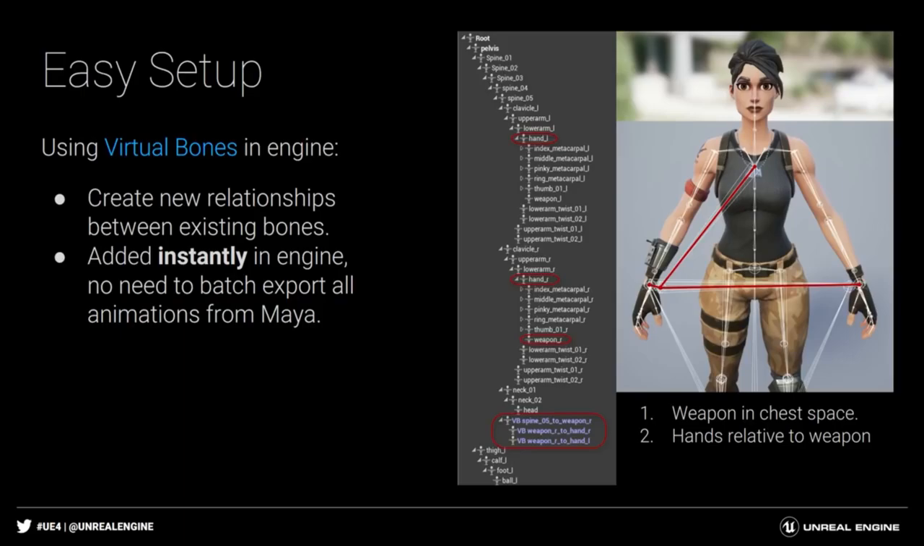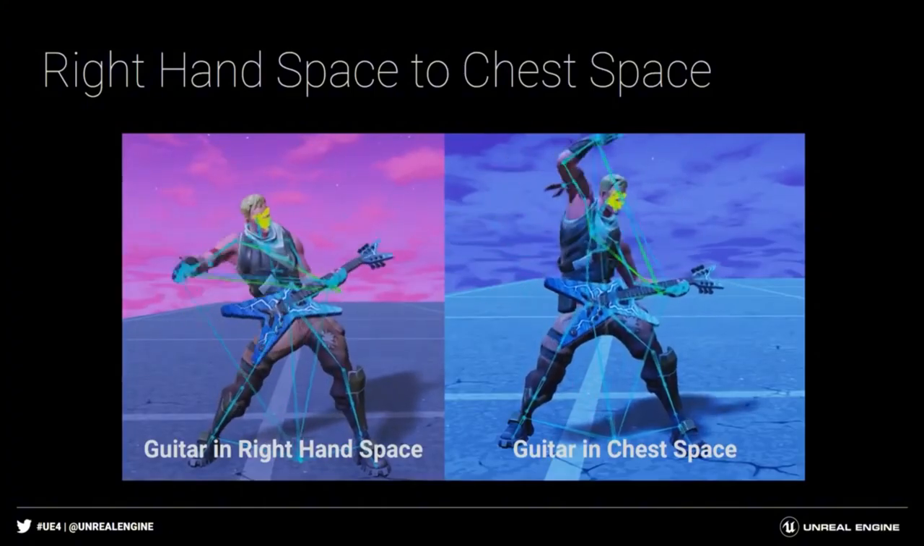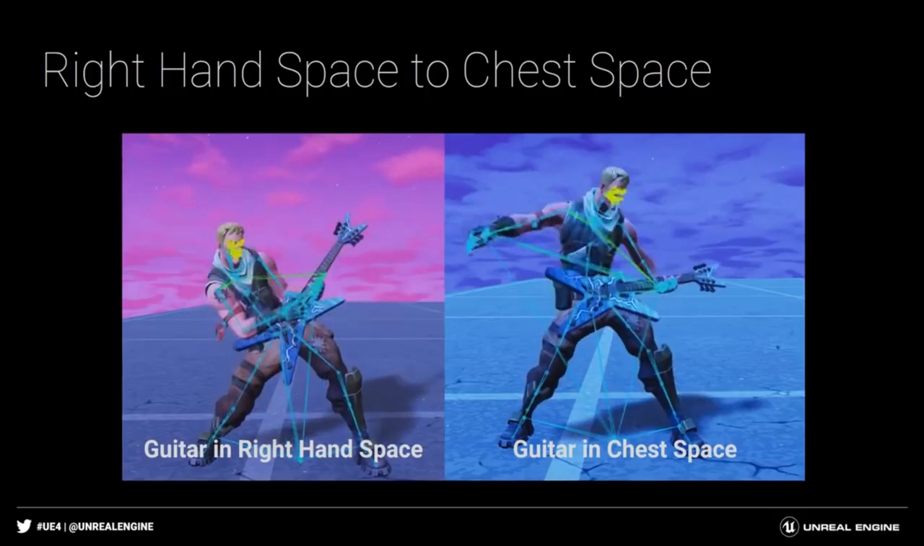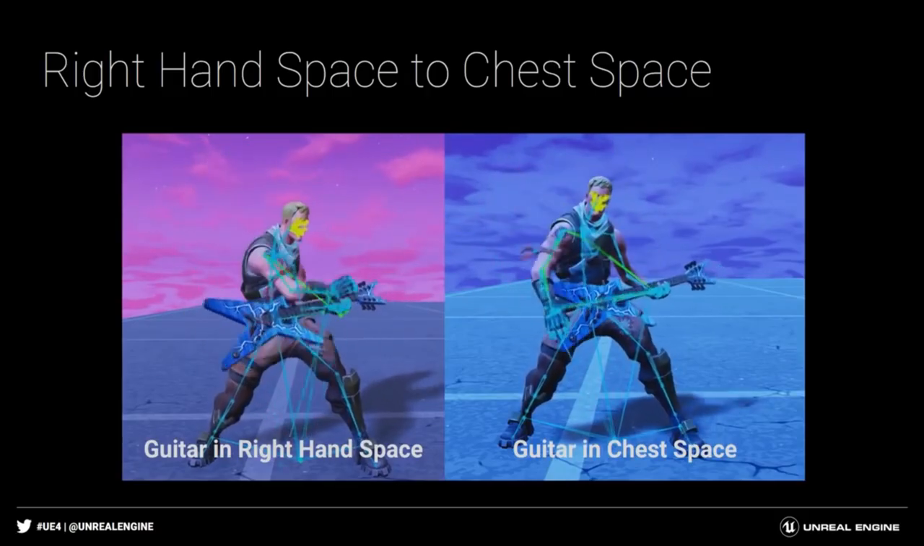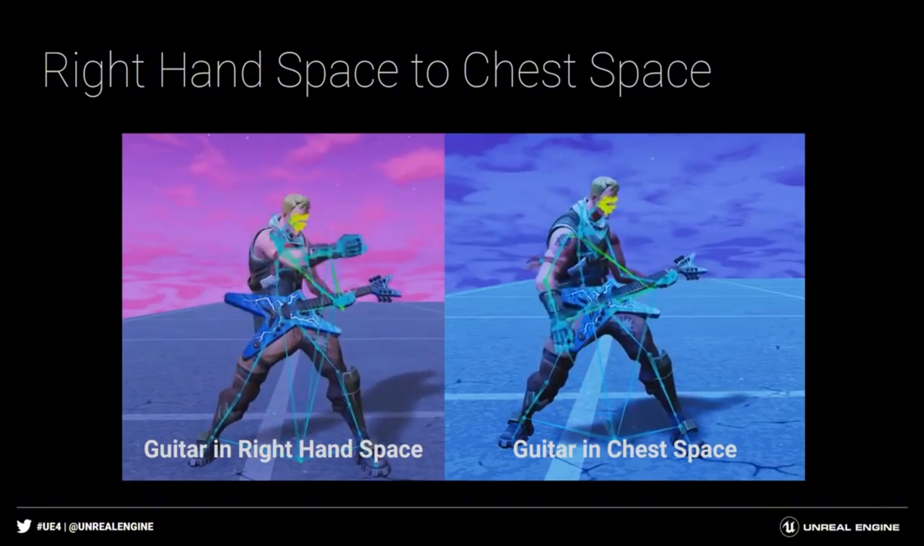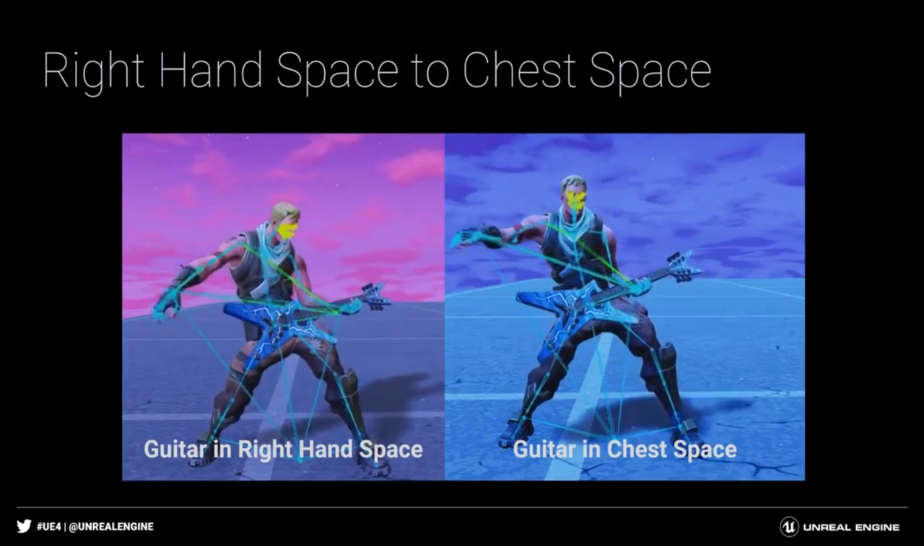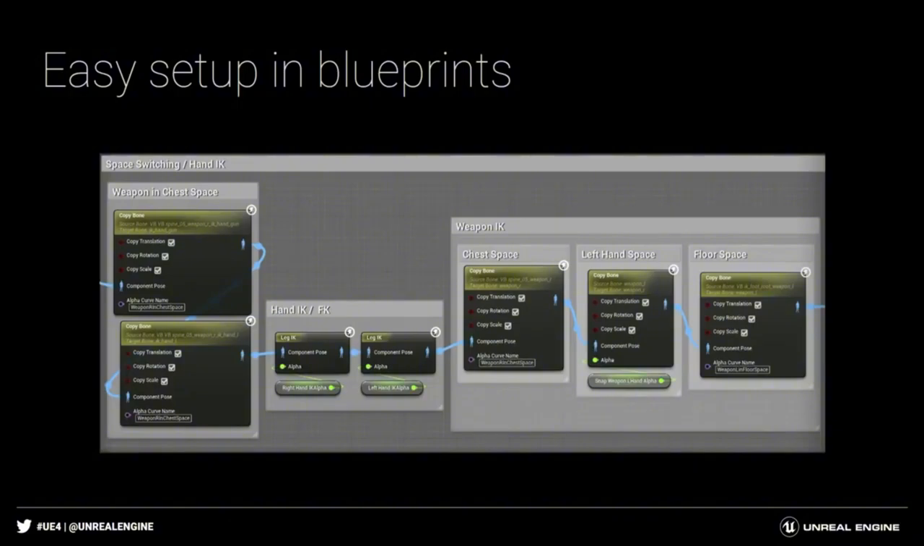So back in 4.14, we added virtual bones. And virtual bones allow you to define a new relationship between bones, just as we did with the clap. But you can do this in the engine, so you don't need to re-import any animation data or go back to Maya to fix this up. So for this specific case, what we did is we reparent the guitar to be in chest space, and because the chest is more static and won't have this large swinging motion, it's much more still. And then to fix up the hands, we transfer the hands to be in guitar space, so we actually get the correct motion. And this is actually what it looks like in the anim blueprints.